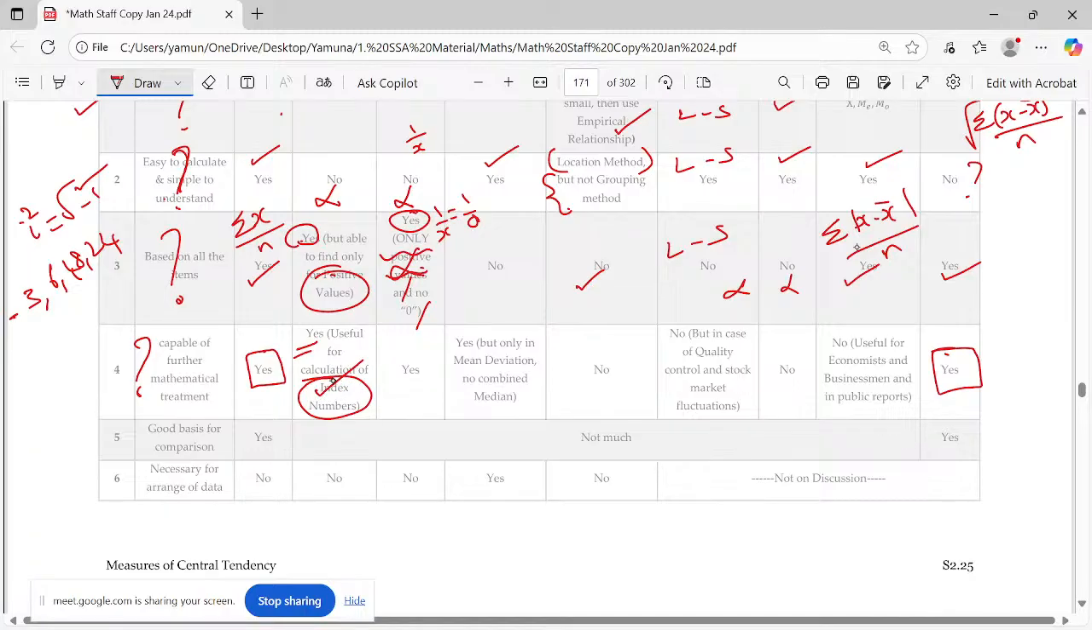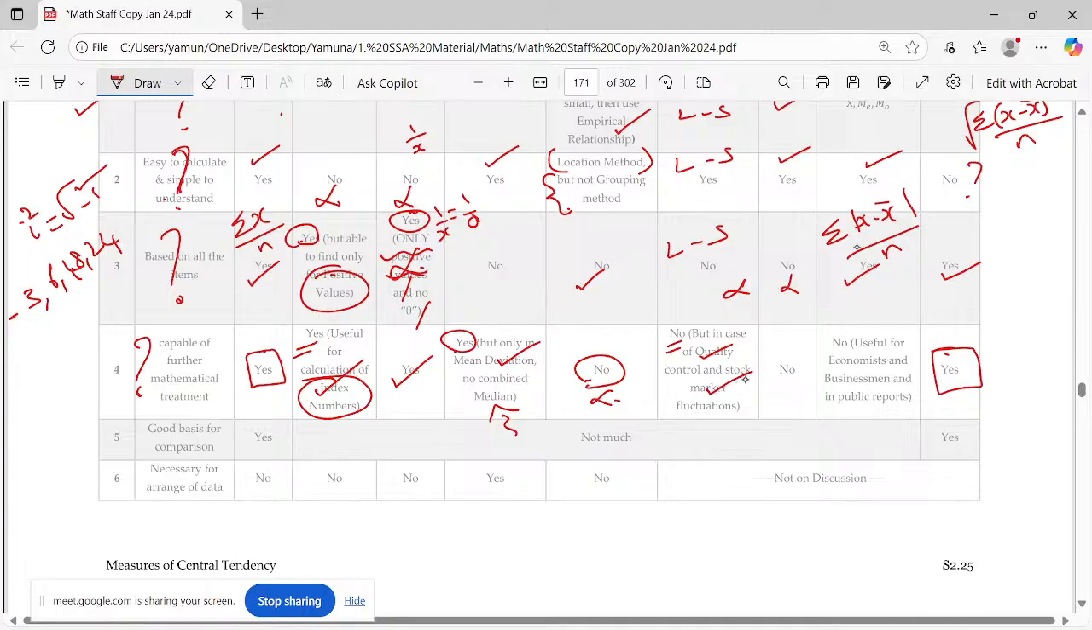Comparatively, geometric mean is better than arithmetic mean and harmonic mean. Geometric mean is better. Likewise, we use harmonic mean also for speed. We have to use harmonic mean. Okay, then what about this one? Median. It's only used in mean deviation, and we don't have this concept called combined median. Okay, and mode, definitely not. Okay. What about range? Actually, no, but in some cases of quality control and stock market fluctuations we use the range.